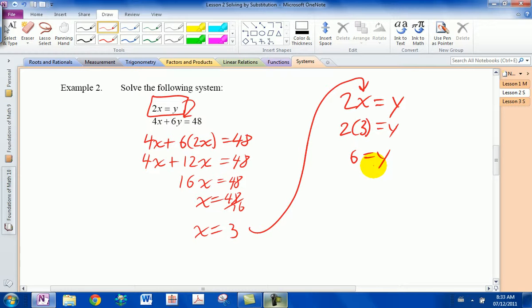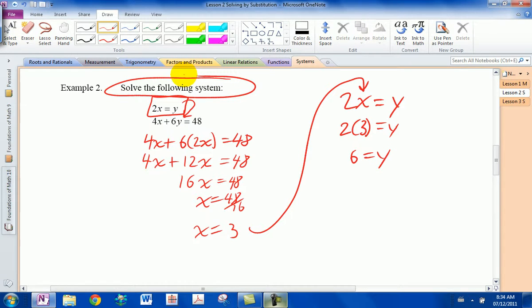So now what's the answer? How do we write the answer? Yeah. Well, no, this is okay. 6 equals y, or y equals 6. Not negative 6, positive 6. Okay, that's fine. But what I'm talking about is our final answer now to the question.